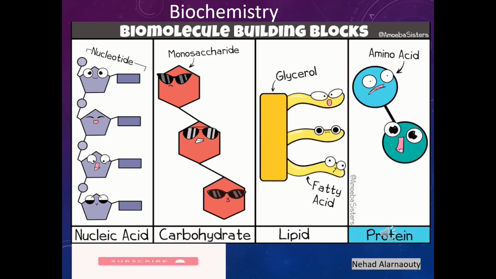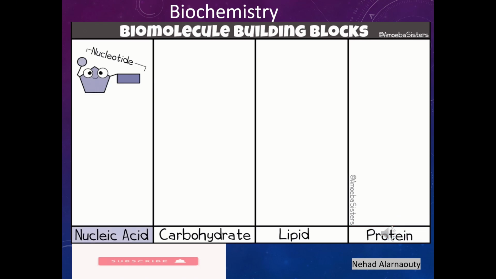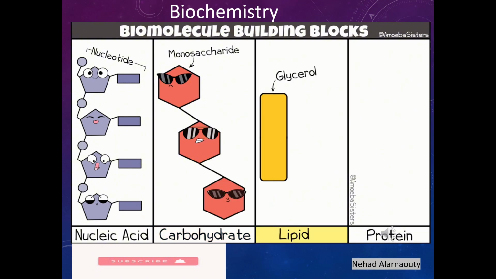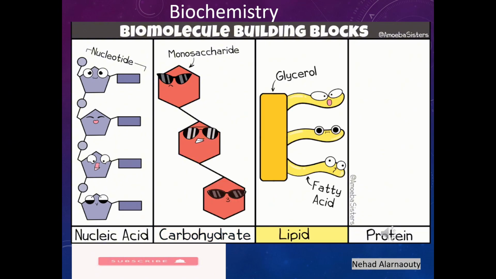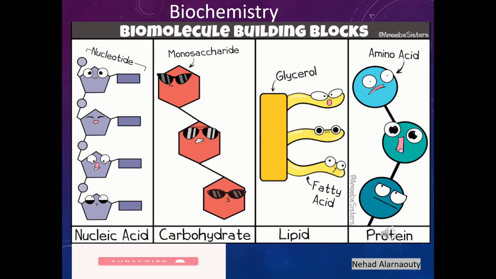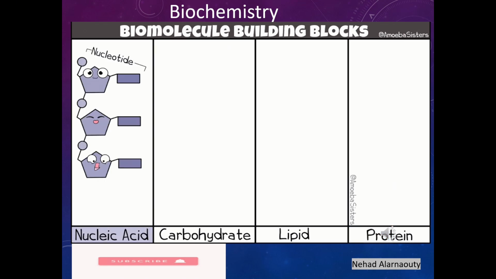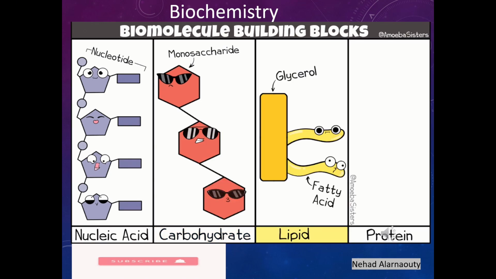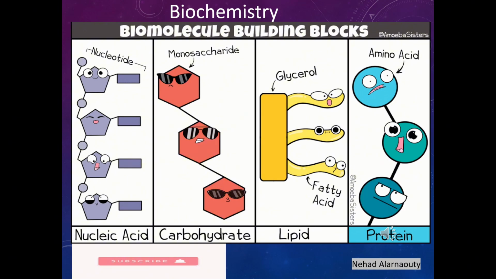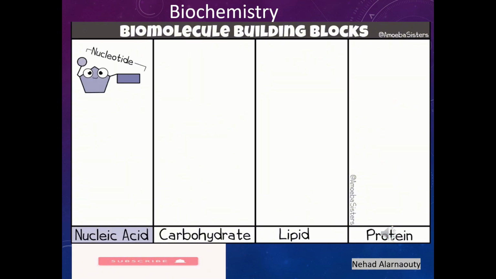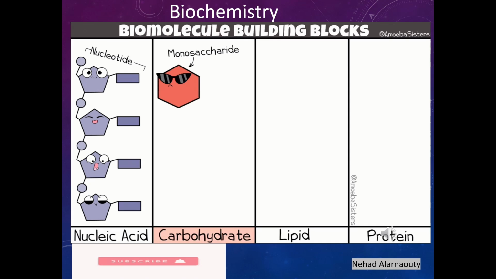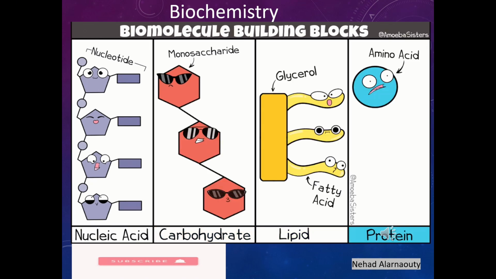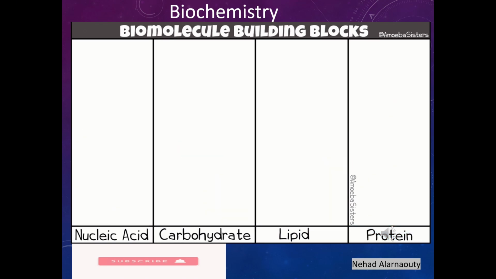We have four biological macromolecules, or biomolecule building blocks. Those macromolecules are named that because they are so big. They are large molecules, and they are also called polymers. What is the meaning of polymers? They are made up of a repetitive building unit. This building unit is called the monomer, and we'll be talking about the monomer of each of the biological macromolecules.